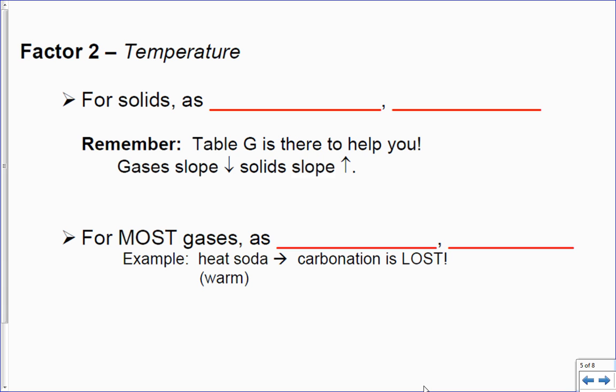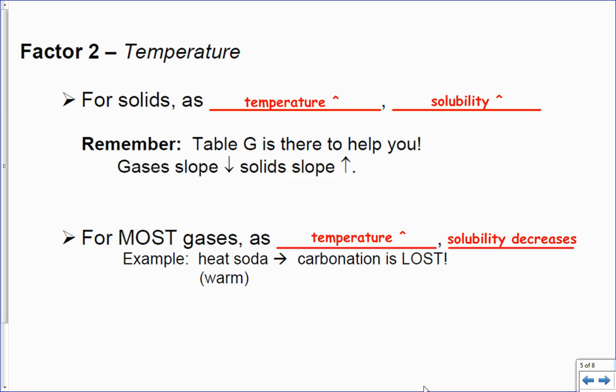Okay. Factor 2, temperature. For solids, as we learned on table G, as the temperature goes up, the solubility will go up. Okay. So the gases have a negative slope and the solids have a positive slope from table G, remember? So for most gases, as temperature goes up, the solubility actually decreases. If I heat soda, I will make it go flat faster.